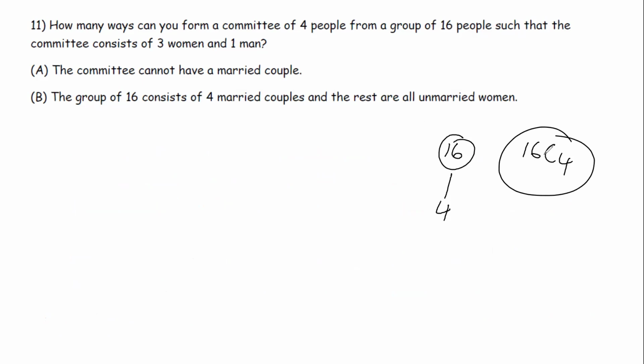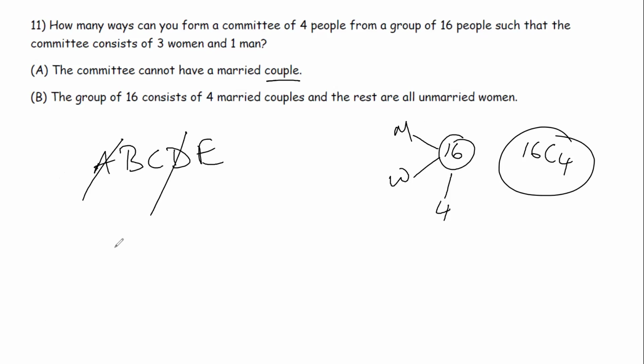We don't know out of 16 how many are men and how many are women. We don't know that. Okay. The committee cannot have a married couple. So A on its own doesn't really tell us anything. It just says it doesn't have a married couple.